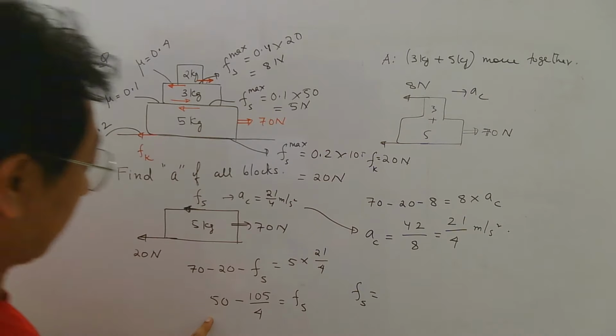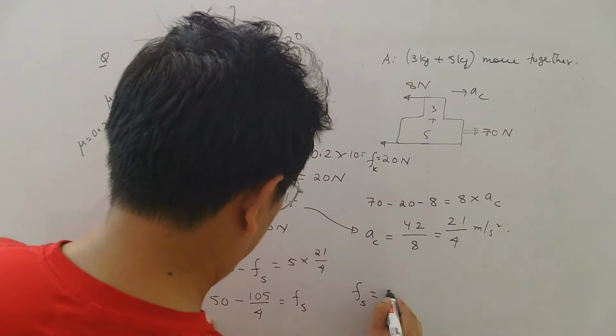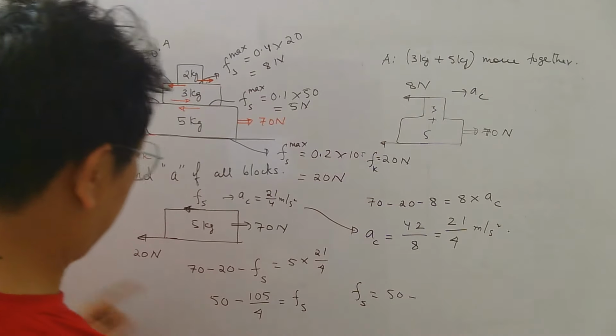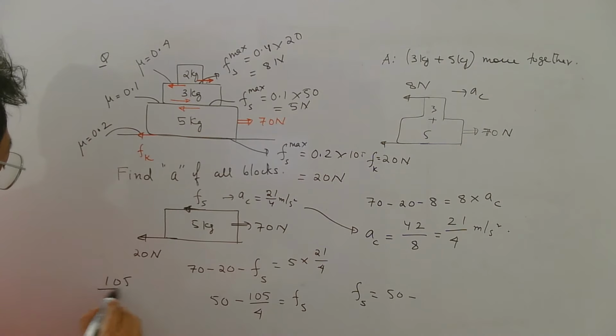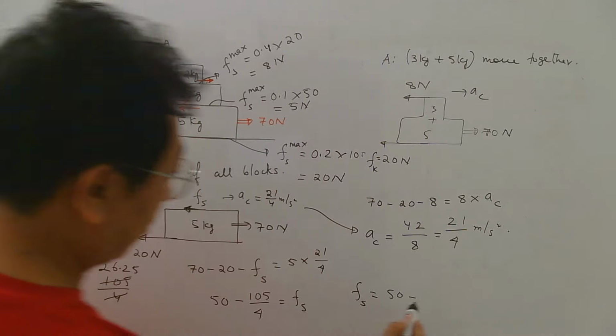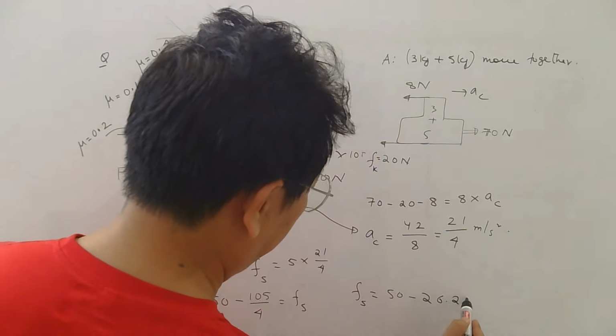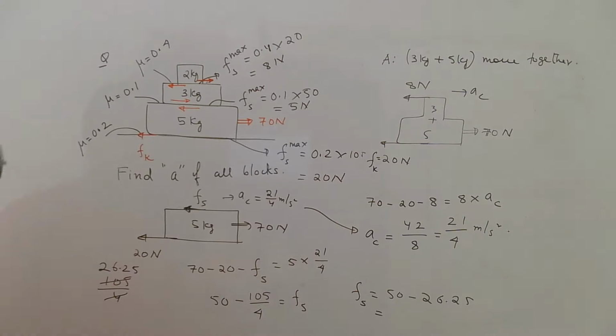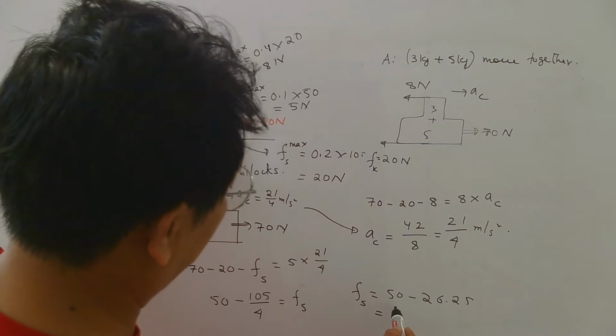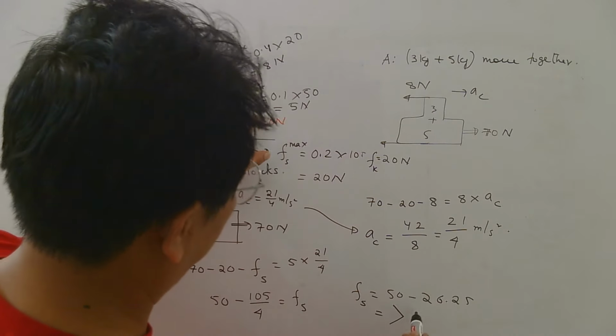So how much it will come? 50 minus 105 by 4 will be how much? 4 2s are 8, right? 2 kg. 4 6s are 24, 1 kg. 4 2s are 8, 4 5s are 20. 6.25, so 26.25. Now this number will obviously be much more than Fs max.